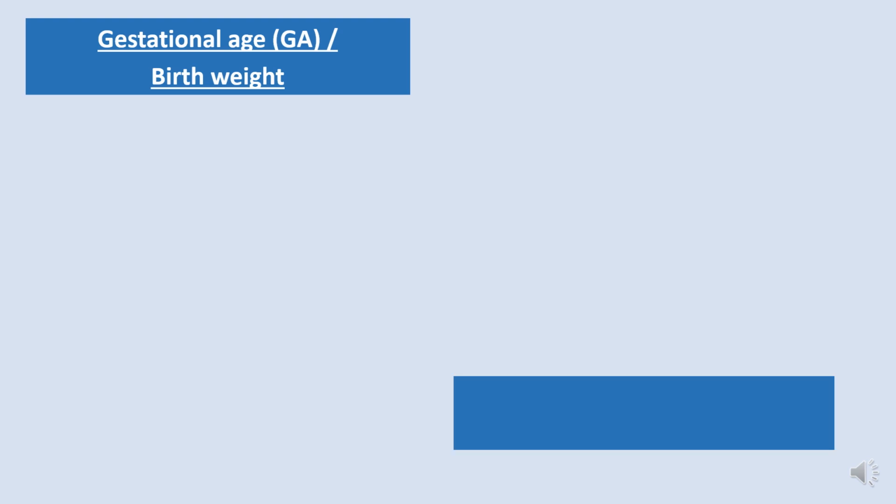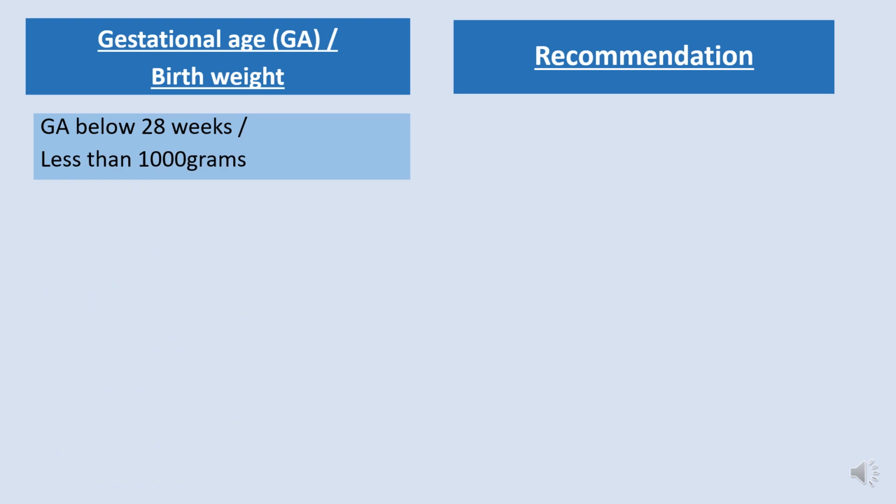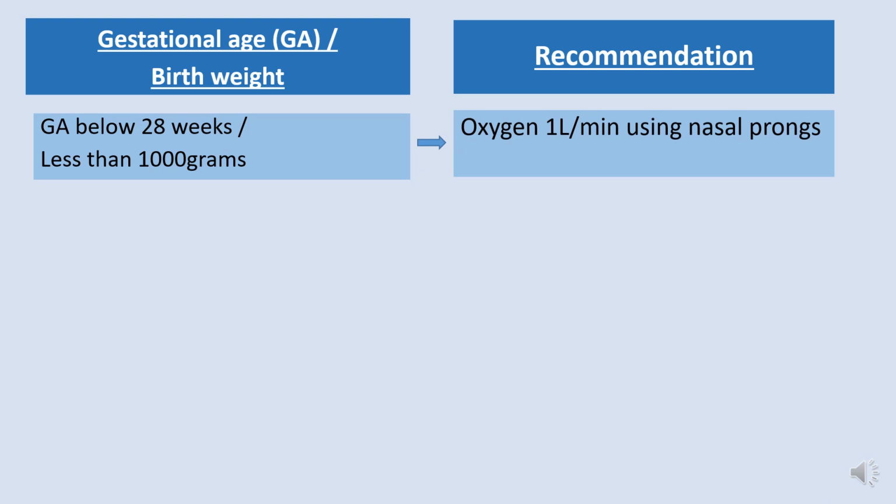So we are going to be looking at the gestational age and also the birth weight, and seeing what the recommendation is for that particular gestational age and birth weight. If the gestational age is below 28 weeks or the weight is less than 1 kilogram, the recommendation is you put them on oxygen at 1 liter per minute using nasal prongs. Remember, we said nasal prongs are the preferred means of administering oxygen to the young infant, not nasal catheter.